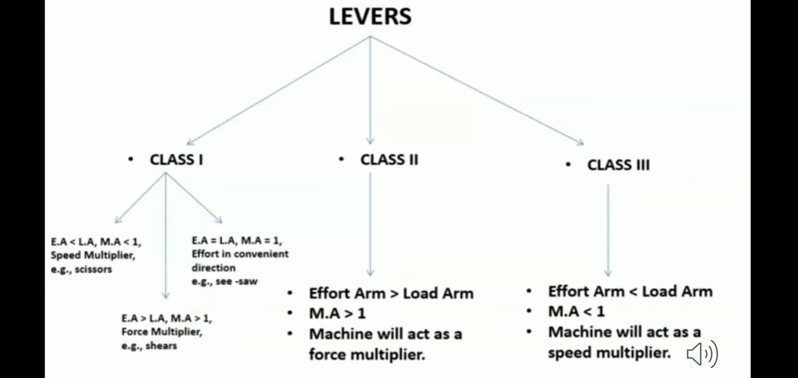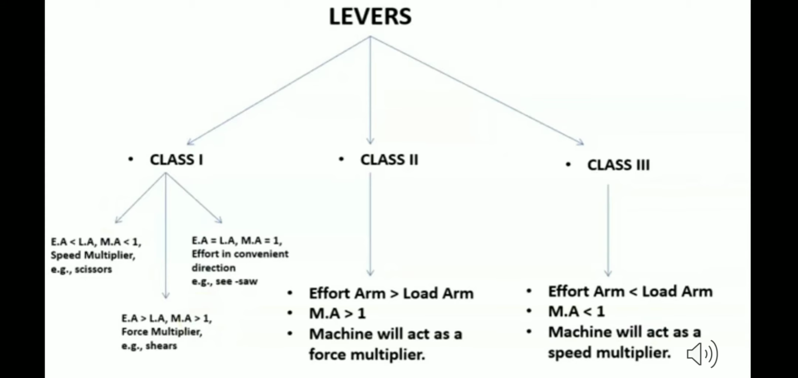Effort arm is greater than load arm. Obviously, now load is in between. So load is closer to the fulcrum and effort is far from the fulcrum. So, obviously, the effort arm is more than the load arm. So in that case, mechanical advantage will always be greater than 1 and the machine will act as a force multiplier. So in case 2, all the machines will be force multipliers.